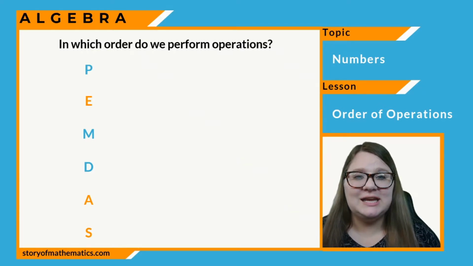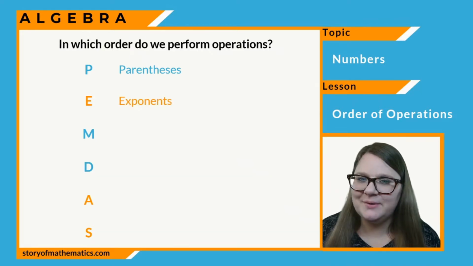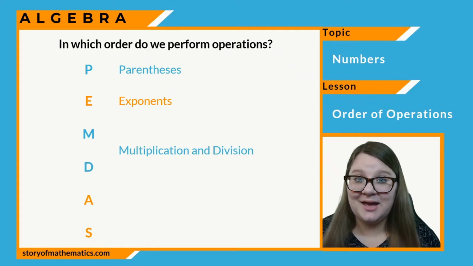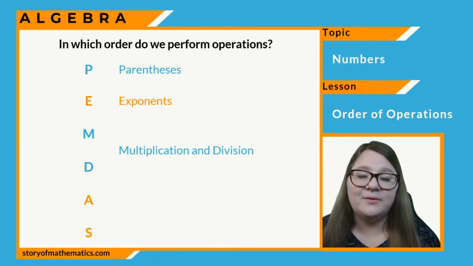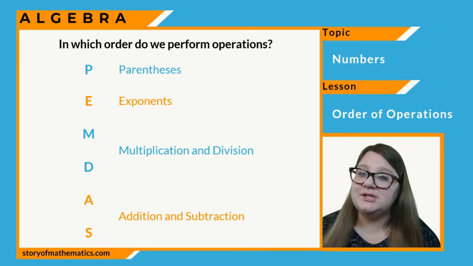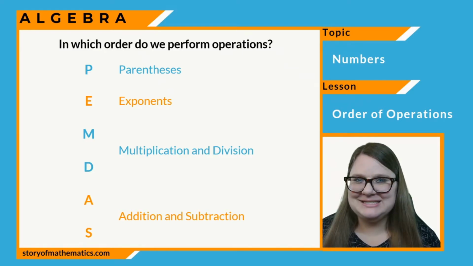The first thing is parentheses. After that comes exponents. Then you will do multiplication and division together. Whatever order they come in, from left to right is the order you will perform multiplication and division. The same thing holds true for addition and subtraction. So again, from left to right.